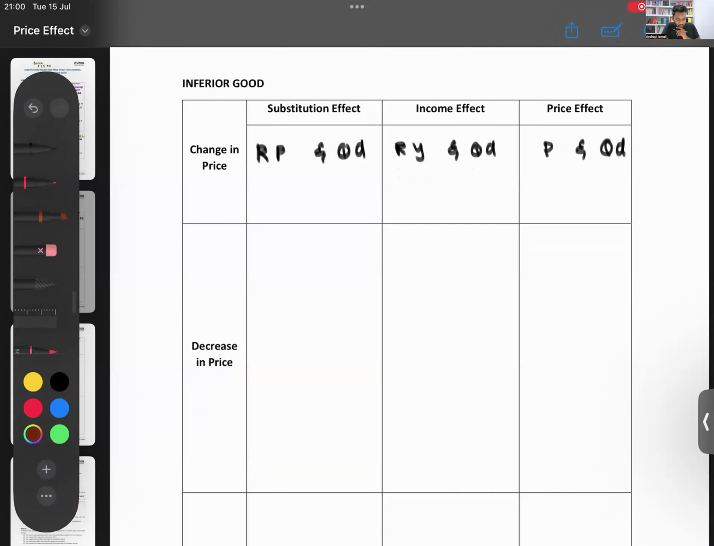So what happens when the price of an inferior good decreases? Let's say margarine. Now margarine prices have gone down. Let's say there are multiple margarine brands, Astra, Medoli. There are around three to four margarine brands. Prices of Astra have gone down.